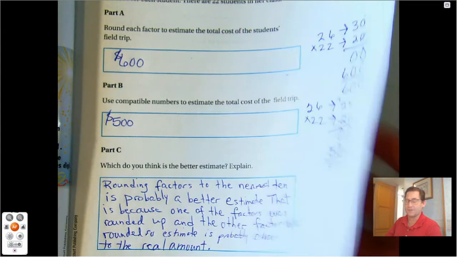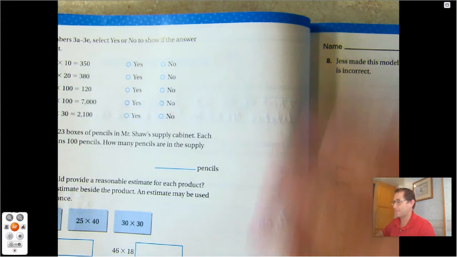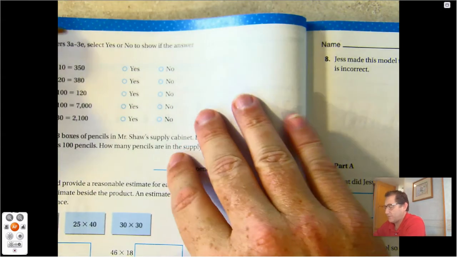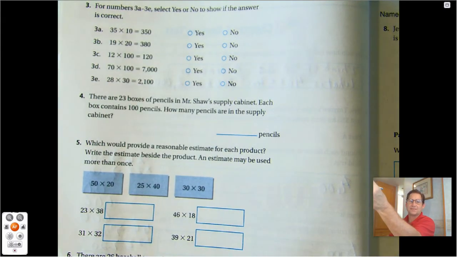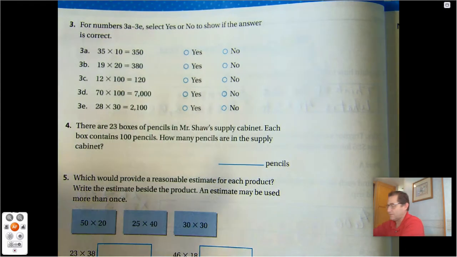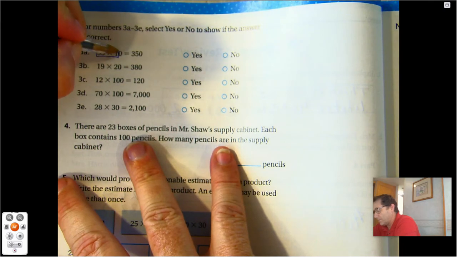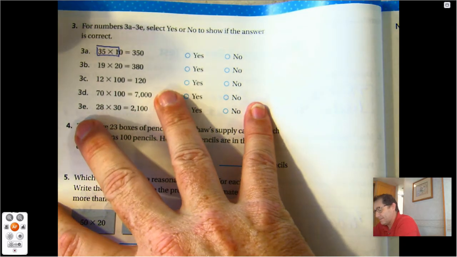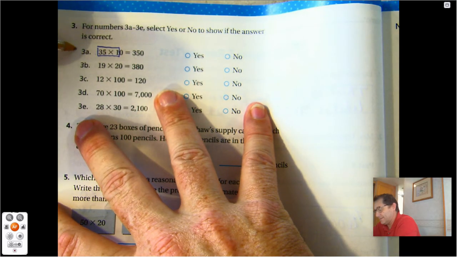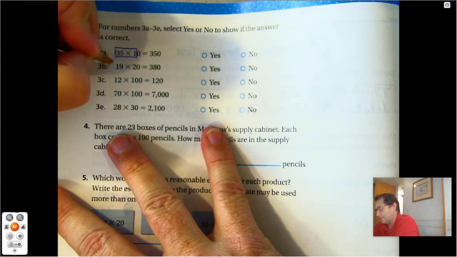All right, page 136, numbers 3 through 7. All right, for numbers 3A through 3E, select yes or no if the answer is correct. So is 35 times 10 350? Well, 35 times 10, that's 35 tens. 35 tens is 350. So yes.